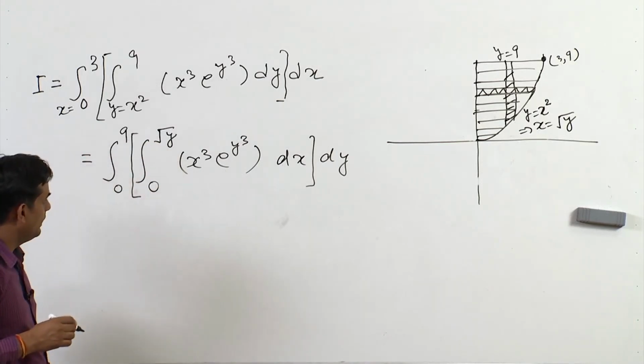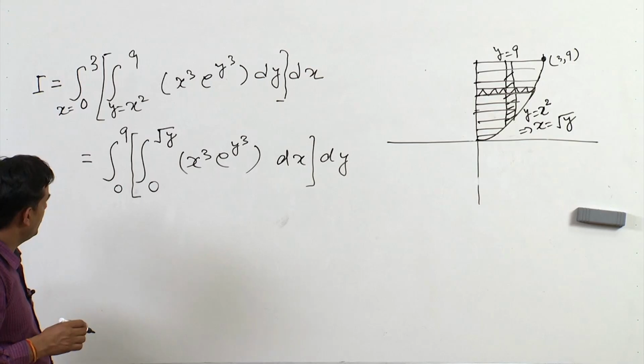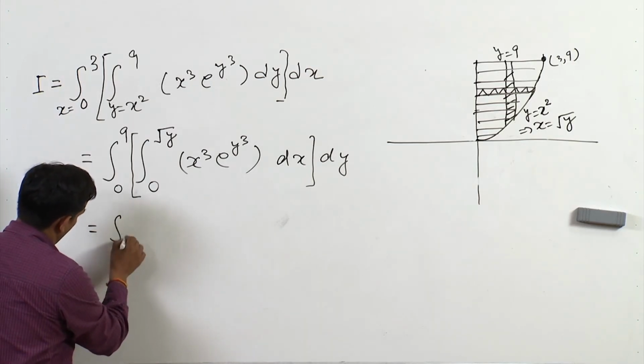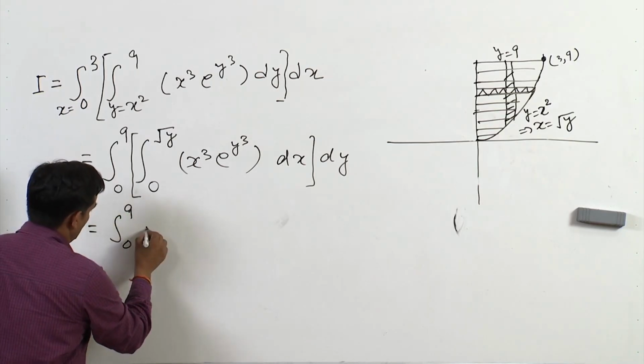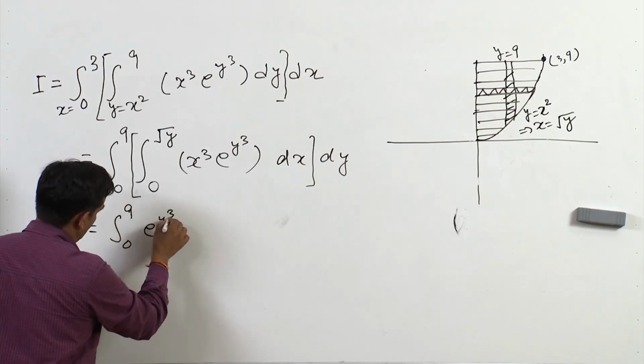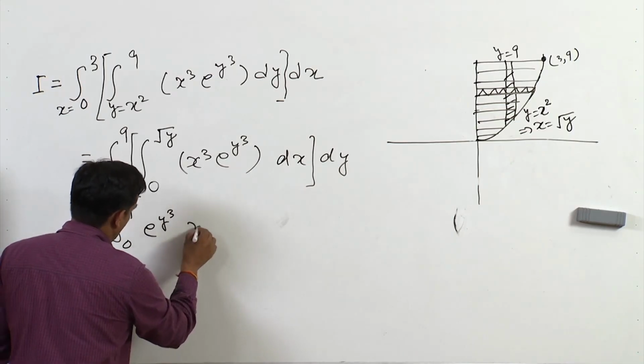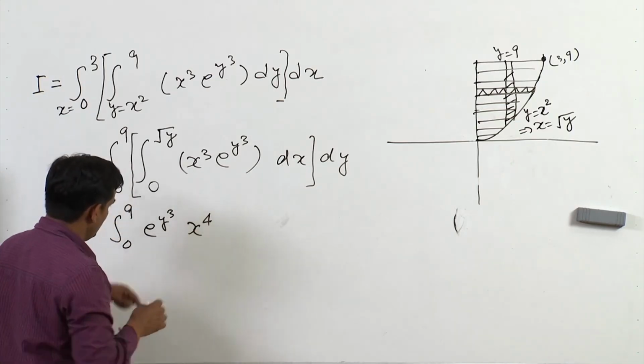Now, integrate the integral in square brackets, y from 0 to 9. It will become e raised to y cube, which is as such, and x cube will become x to the power 4 upon 4.